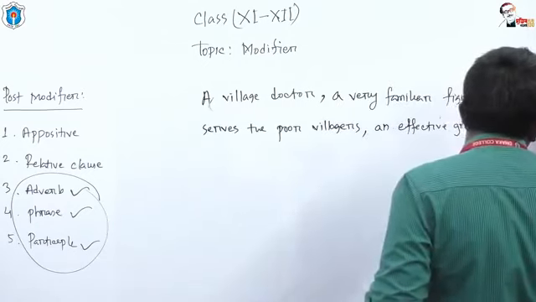Look at the board. A village doctor is being modified by a very familiar figure. A very familiar figure is additional information about a village doctor, and it is a noun phrase expressed with the help of commas. Serves the poor villagers. I think the poor villagers is also modified by an effective group for our economy. So how many appositives have we got in this sentence? We have got two appositives.